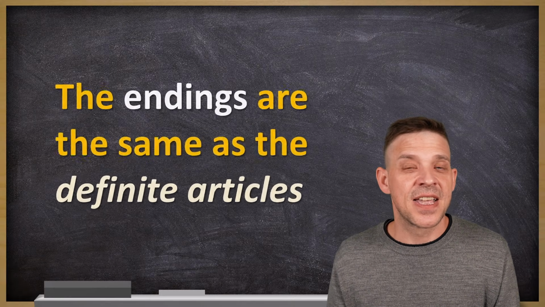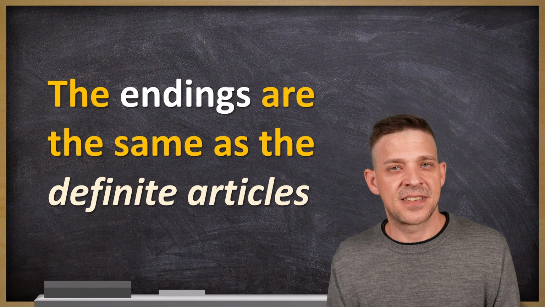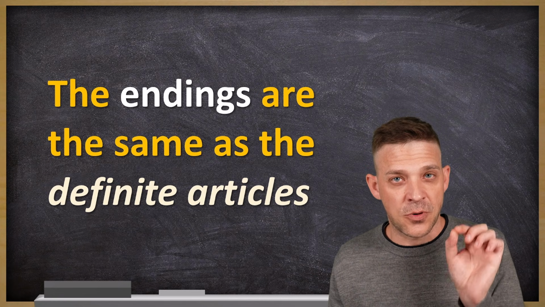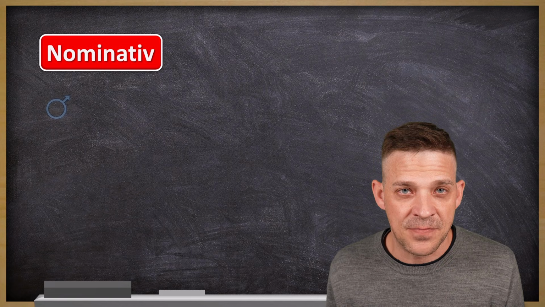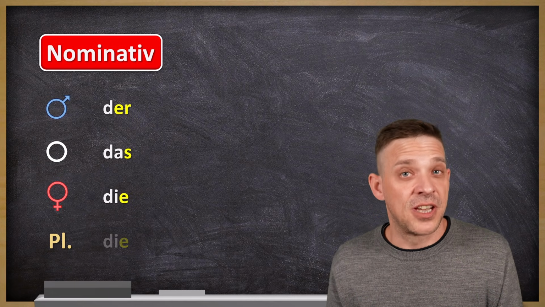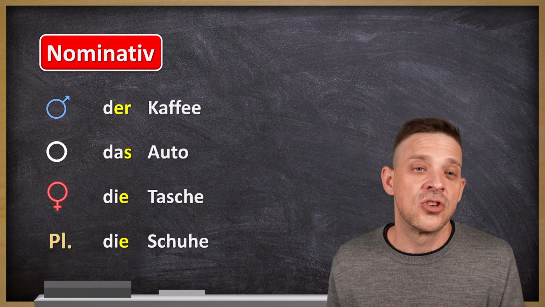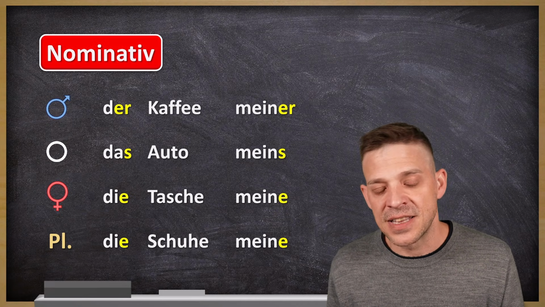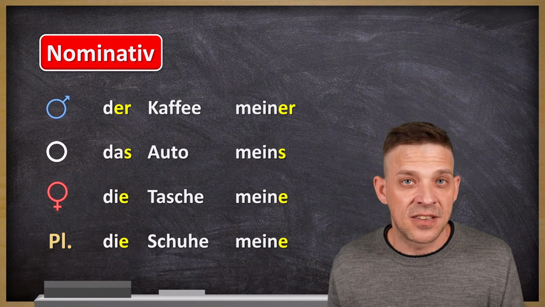Bonus tip. The endings are the same as the definite article. We talk about the possessive pronomen, we talk about the pronouns, right? So the endings of the possessive pronomens are the same as the definite articles. Here an example in nominative. According to each gender, we have the definite articles, der Kaffee, das Auto, die Tasche und Plural, die Schuhe. Now we add possessive pronomen, which would look like this, meiner, meins, meine und meine. And as you can see, same endings as the definite articles.